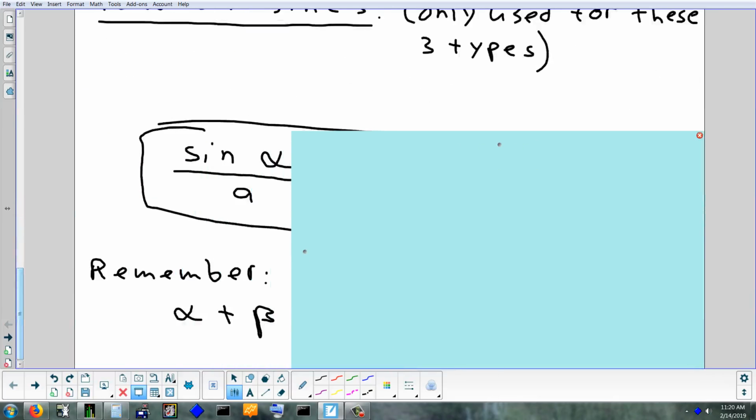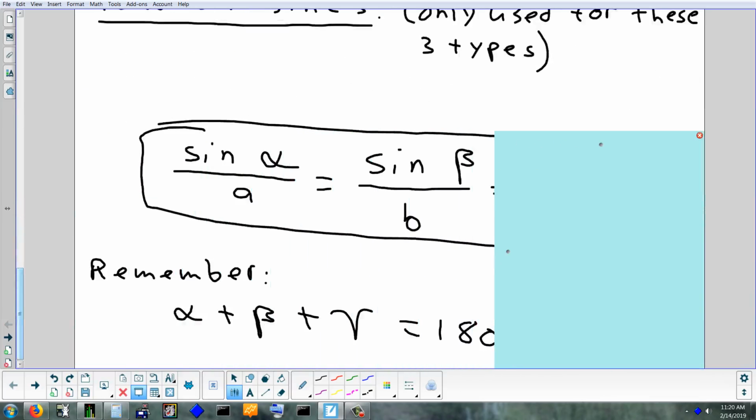So the formula is actually a series of fractions. The first fraction is sine of alpha over A equals sine of beta over B. And now based on the pattern, it continues. Does anyone think they know what the third fraction would be? Yep. Sine of gamma over C.